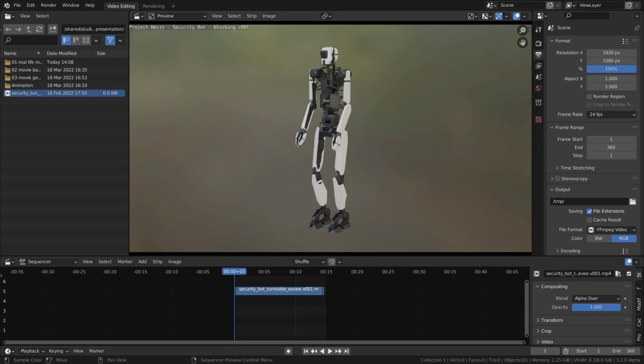Hello, good day everyone. In this video I want to show you a bit about the process of coming up with the animation style of the security robots in the Project Heist. This is an initial design, which is a blocking of the security robot.